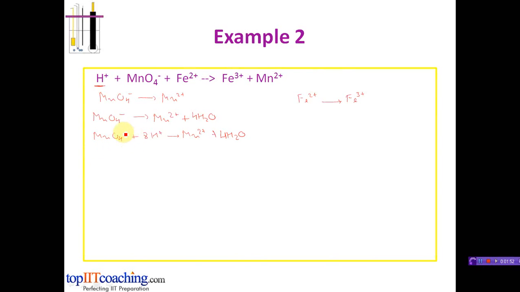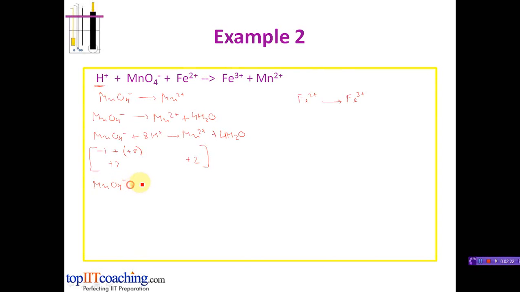The charge on the left hand side is -1 plus 8H plus. That is -1 plus 8, we'll get plus 7. And on this side the charge is of course plus 2. So we are going to add 5 electrons to the left hand side to equalize the charge.